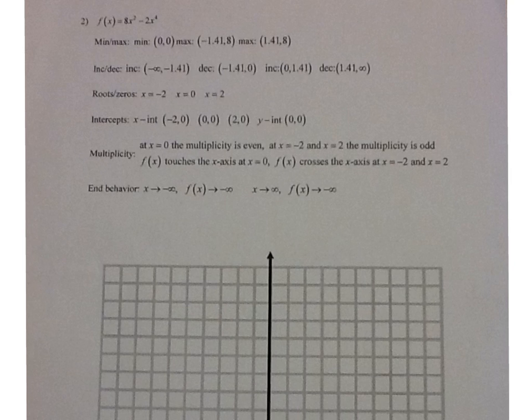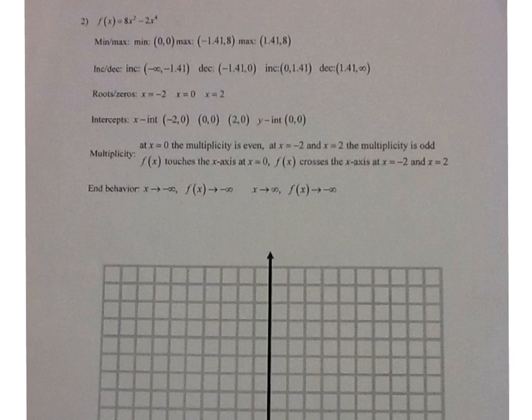Okay, so let's take a look at the next graph. So I have a few things going on here. I have a min at 0, 0. I have a max at -1.41, 8, and another max at 1.41, 8. All right, so remember, a min will go this way, maxes go that way. So you want to plot those first, okay?